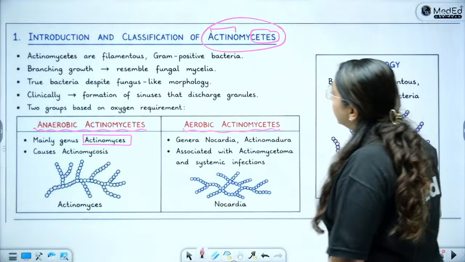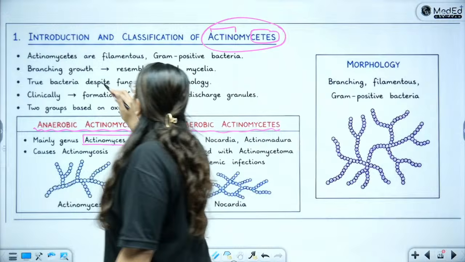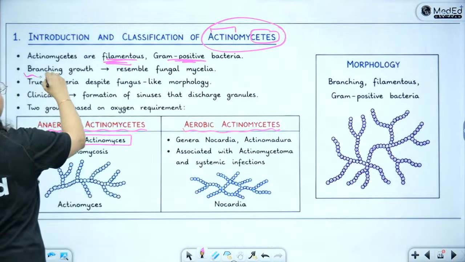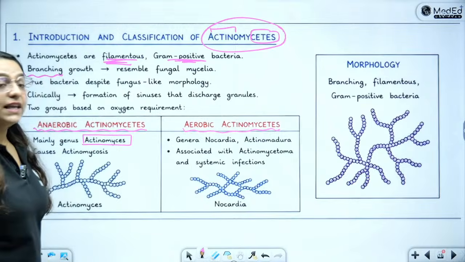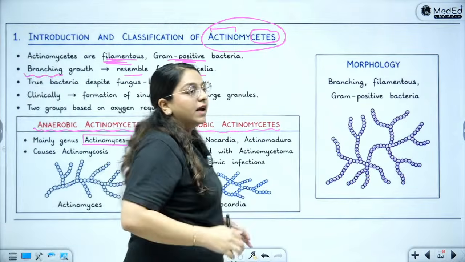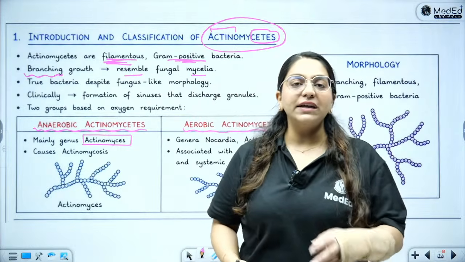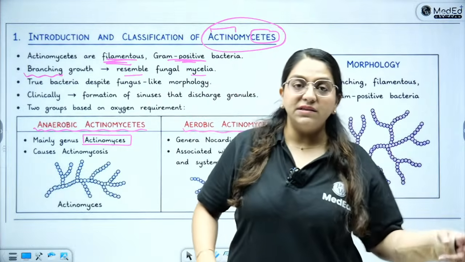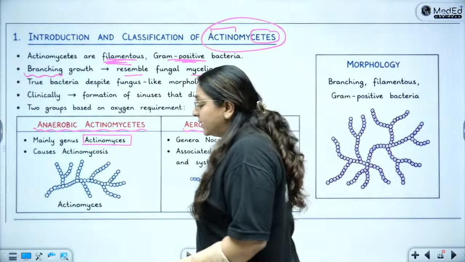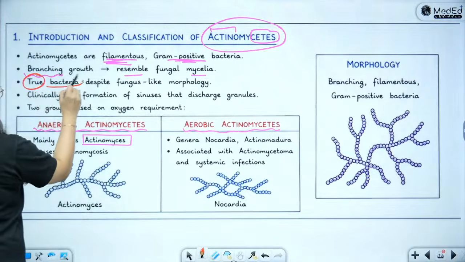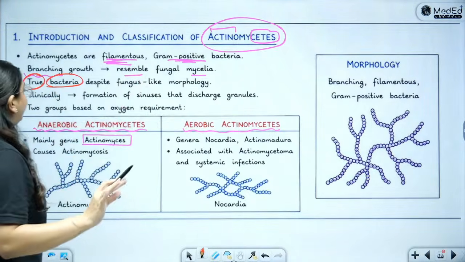So what are the Actinomycetes? These are filamentous gram-positive bacteria. They have a branching type of growth. That is why they used to resemble fungi. They used to resemble mycelia or fungus. That is why we call them Actinomycetes. Mycetes means fungus. Okay, but these are true bacteria. This is not fungus. This is true bacteria, despite them looking like the fungus.